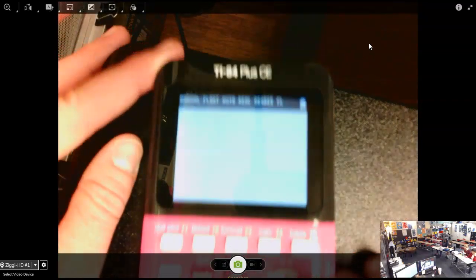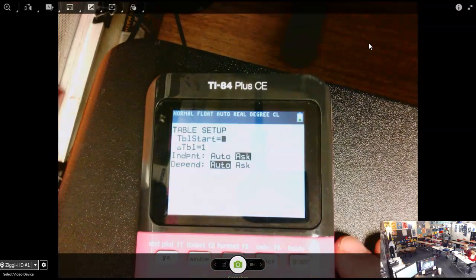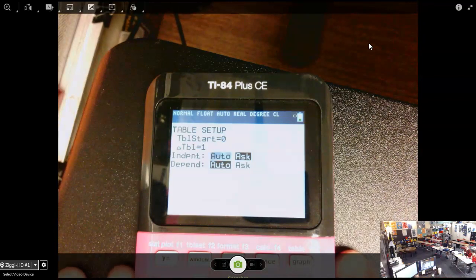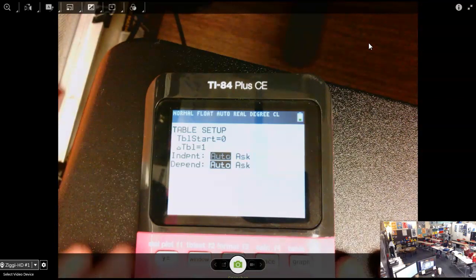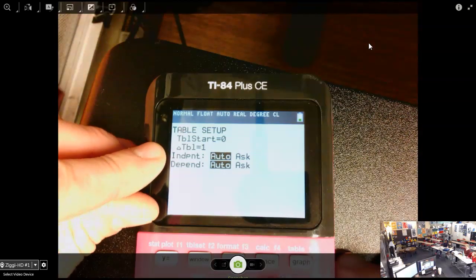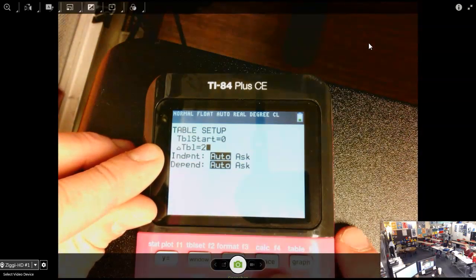There we go. All right, so if we do second window, that brings us to this menu that says table setup. The only time you want both of those selectable options to be on auto is when you want it to run data for you. Auto will start it inputting. Please don't do this, please just watch right now. The delta table will tell you how much the table changes by and what it starts at.